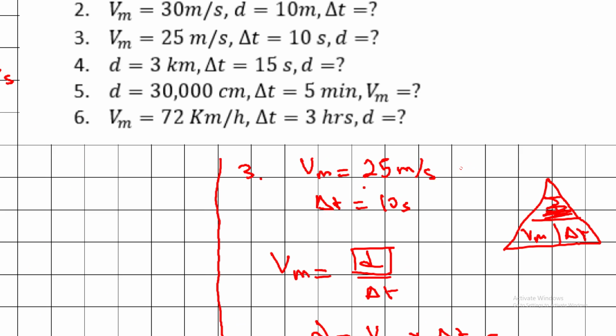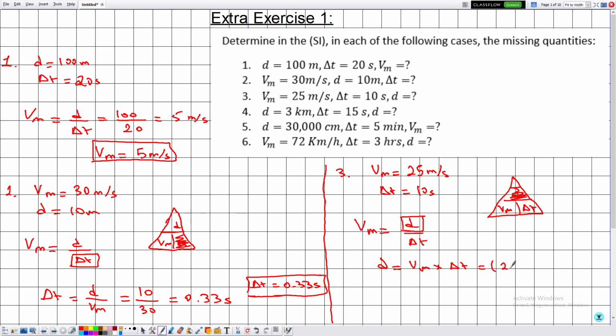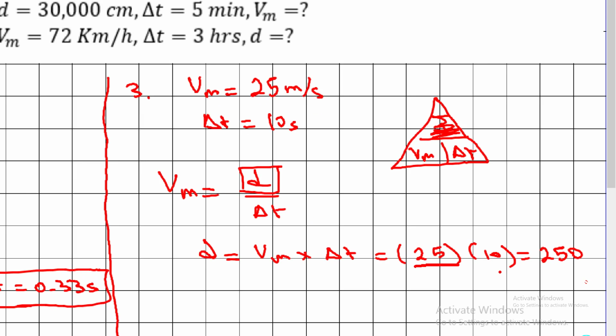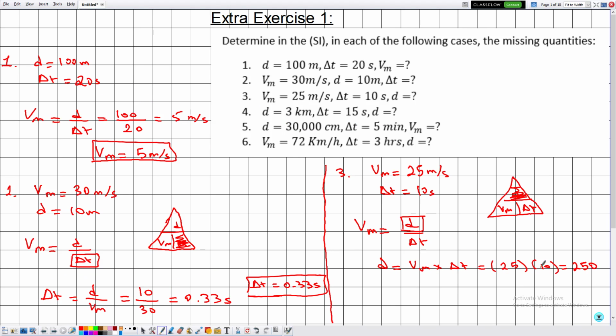Now the value of Vm is given by 25. The value of delta t is given by 10. Plugging this on the calculator, then the value of d is given by 250. Since both these are expressed in the SI, so the value of d will be in the SI, which is meters. Then the distance d is equal to 250 meters.